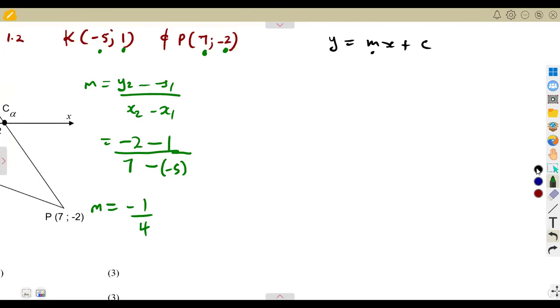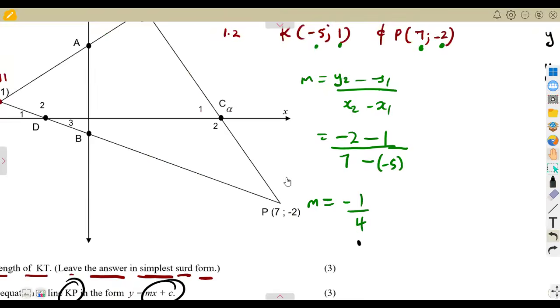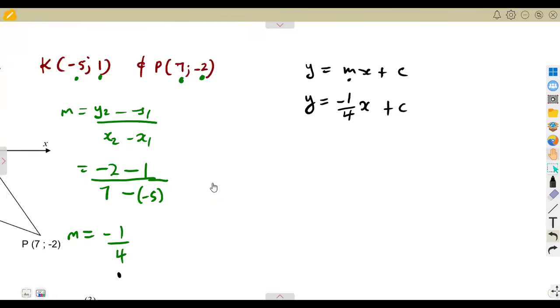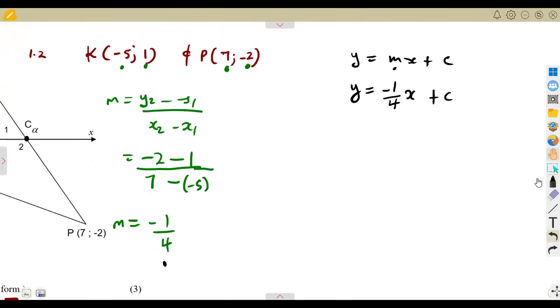You are supposed to calculate its equation. So having the gradient of the line, you can just substitute y = mx + c, that is y = minus 1 over 4 x plus c, where c is the y-intercept of the line. If the y-intercept was properly given, which is b, but I do not have this point b, so there's nothing I can take advantage of. So I have to substitute one of these points that I'm given, either point k or point p, it is up to you. I'm just going to take the point k.